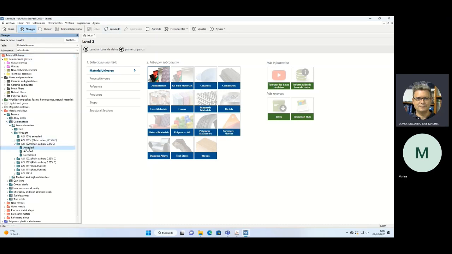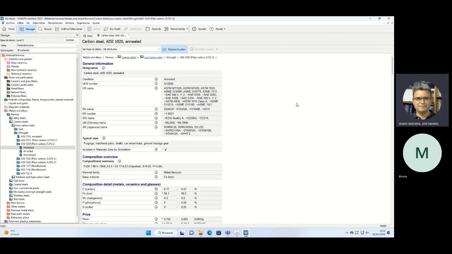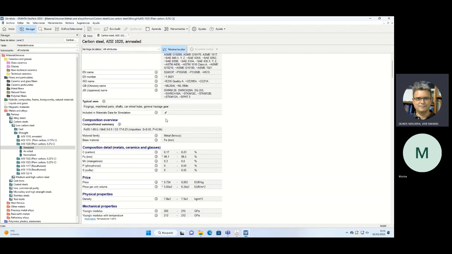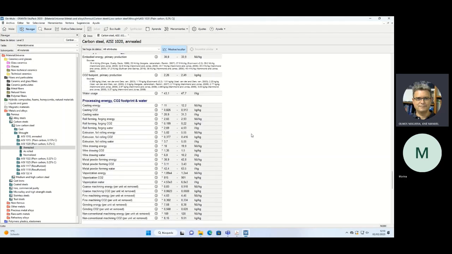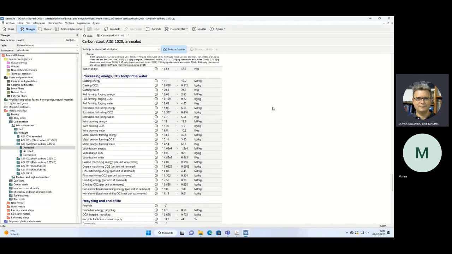Okay, first of all, if you just click on one of the materials, you get the data of the material: the designation, composition, mechanical properties, and at the bottom, you get carbon footprint, water footprint, and processing energy, for example, and you have some of the environmental properties. And these values are the values that we are going to use for the LCA, for the assessment of the window.